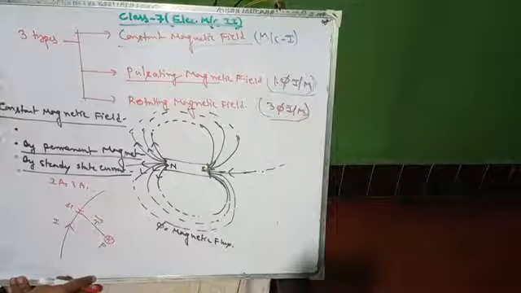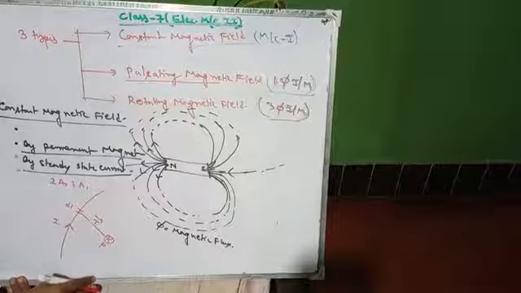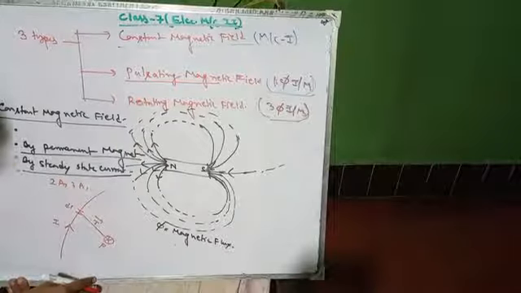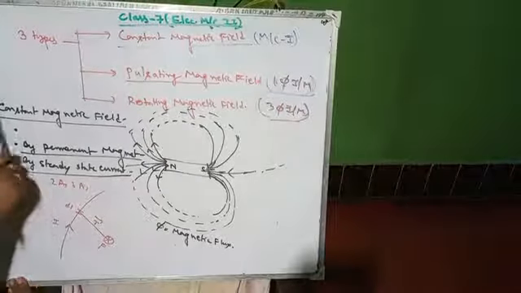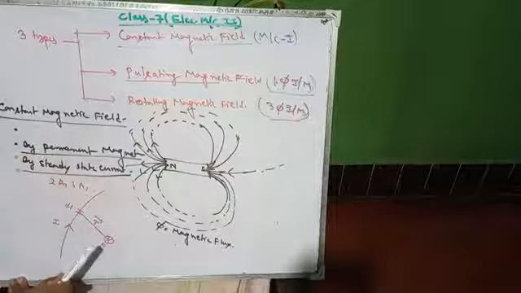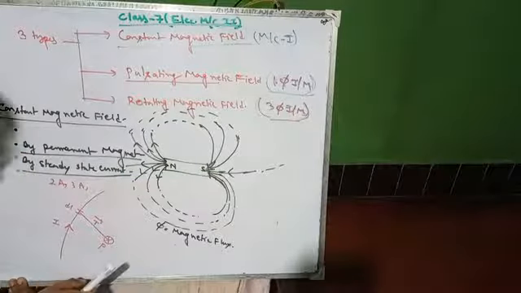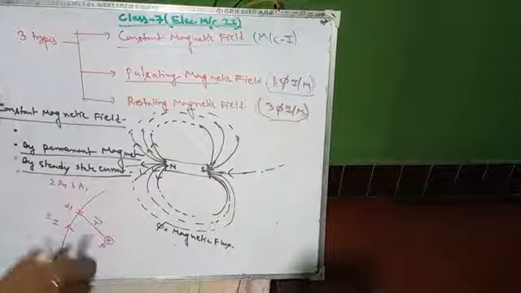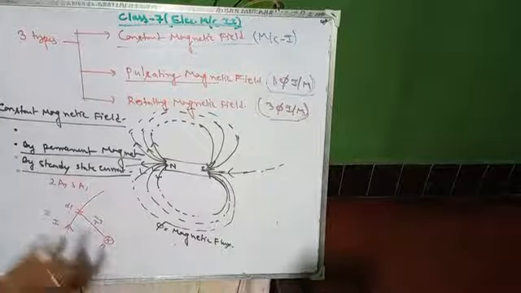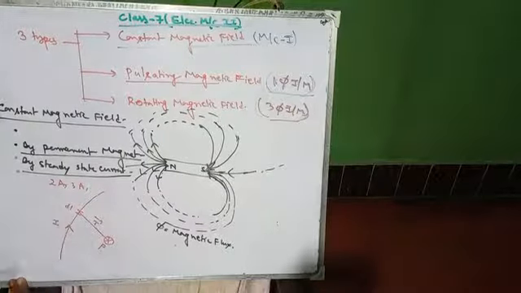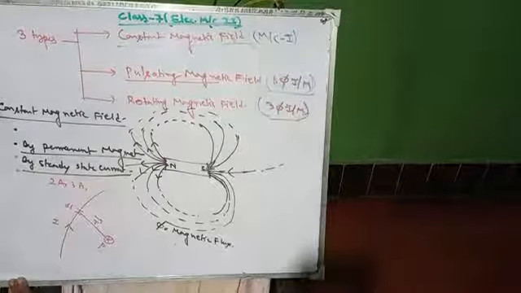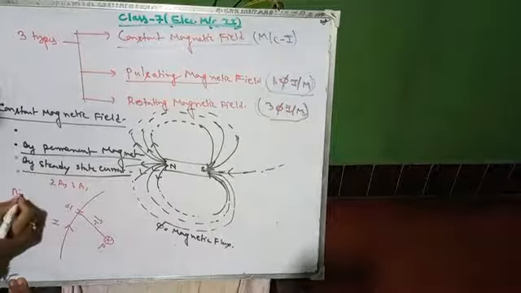So this uniform magnetic field is taken as constant magnetic field, and the theory of this concept is called the Biot-Savart law.